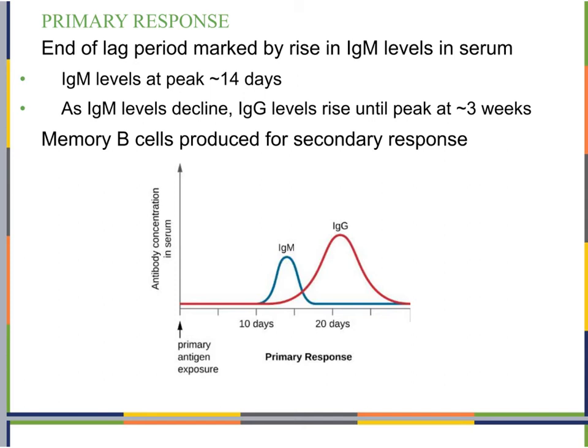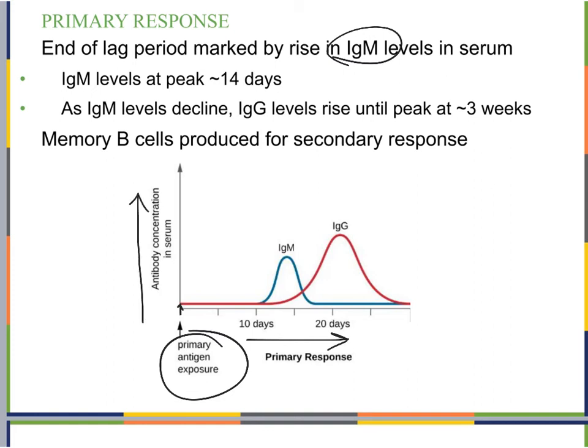So the end of the lag period is marked by a rise in IgM levels in the serum. So remember, IgM was good for diagnostic for illness. So we have our primary antigen exposure here, and then we have time going in this way, and then we have the antibody concentration in the serum. So we have this lag phase, and it's a lag phase until we see this rise in IgM. So our lag phase goes to about here, let's say, and then we have the rise in the IgM.